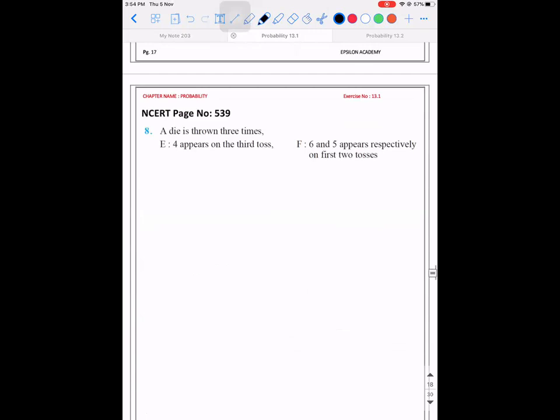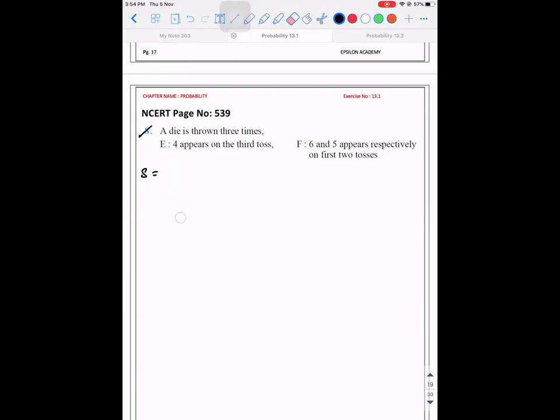Okay. Next. A die is thrown 3 times. 4 appears on the first toss. Die is thrown 3 times. Sample space, guys. Yesterday we discussed a similar kind of problem.